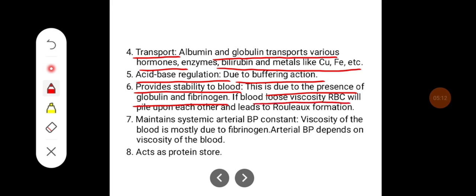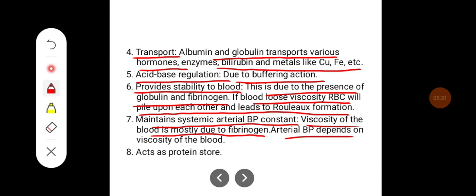If the blood loses viscosity, RBCs will pile upon each other and lead to rouleaux formation. Plasma proteins are important for maintenance of systemic arterial blood pressure, as the viscosity of the blood is mostly due to the fibrinogen, and arterial blood pressure depends on the viscosity of the blood. And plasma proteins act as a protein store.